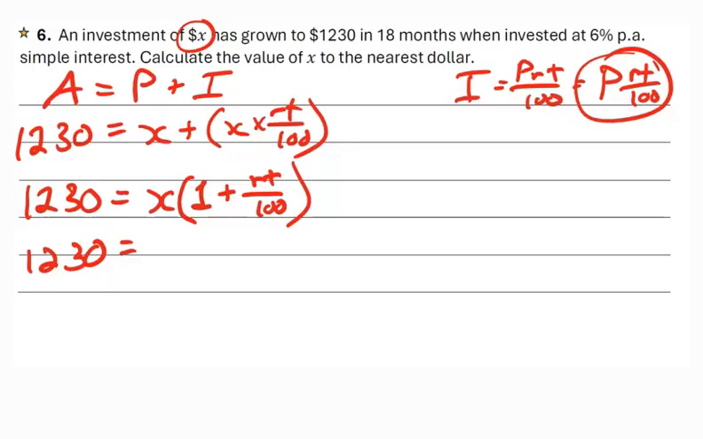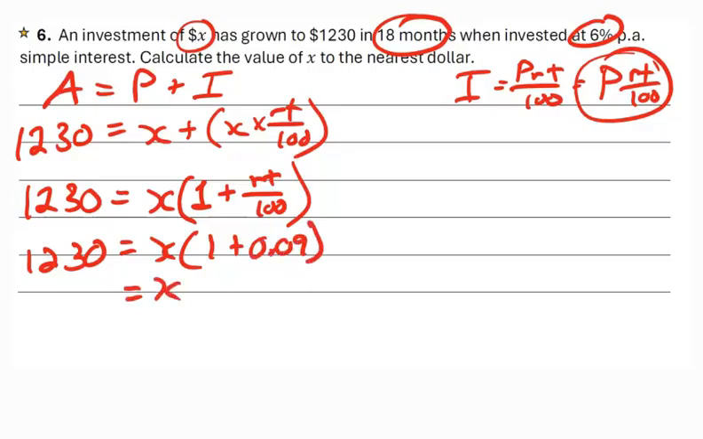So we can add them together. So that gives us X times, if I do it as a decimal, 1 plus, it's now 6% at 1.5 years. So that makes 9%. Okay, a year and then a half. And so as a decimal, that will be 0.09. And then we're going to multiply X by 1 whole, that's the original amount. And the interest added on will give us 1230.